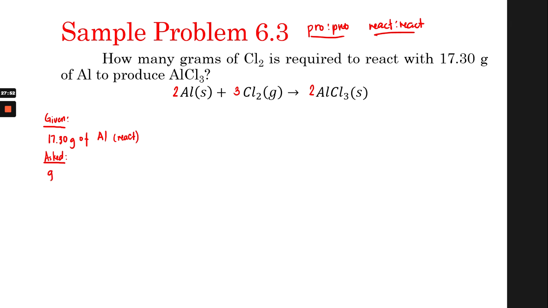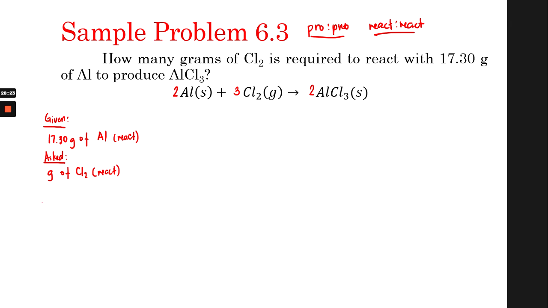So it's asking grams of chlorine, which is also a reactant. Again, the stoichiometry relationship is not only for product and reactant. It could be on product to product or even reactant to reactant. In this situation, you are looking how much Cl2 you have to add to AlCl3 in order to fully use all 17.30 grams of aluminum.